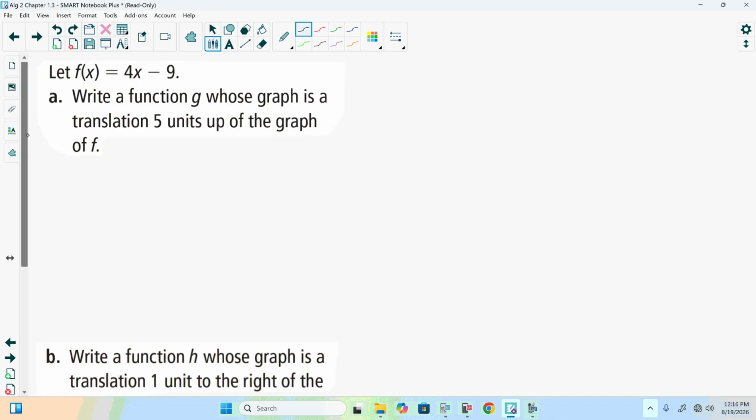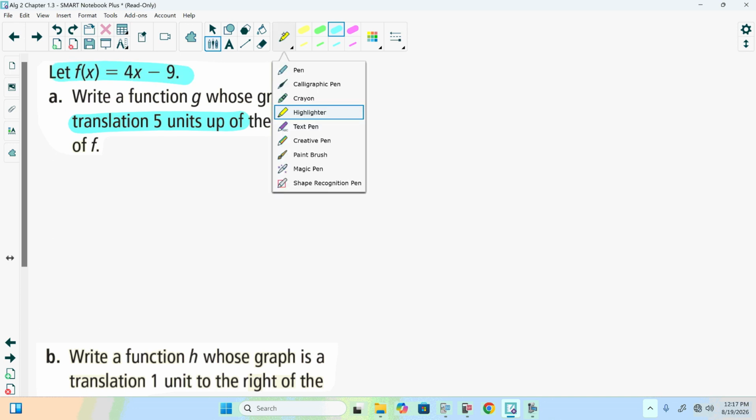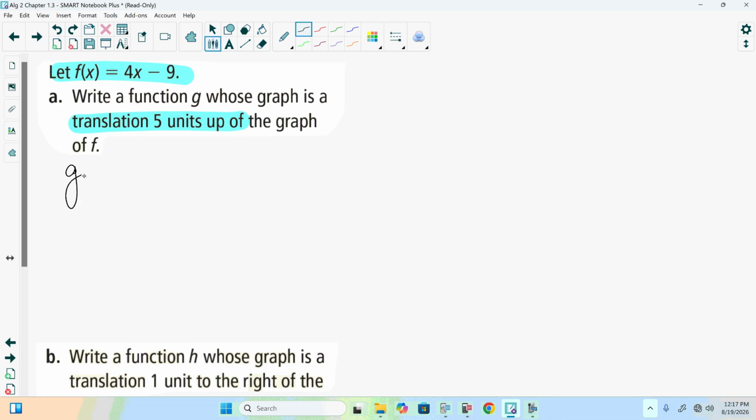Let's look at some more. Let f of x equal 4x minus 9. So we'll need it. And we want to translate it 5 units up. So we'll need f of x 5 units up. And they want us to call the new function g of x. Especially on the homework, tests, whatnot, if you call it g of x for this one here, or you call it h of x, m of x, n of x, I'm not too worried about the name.